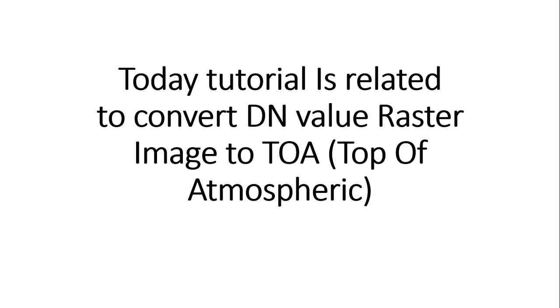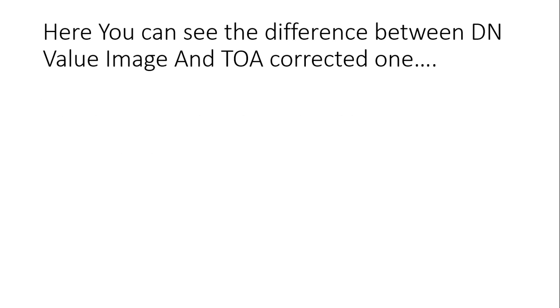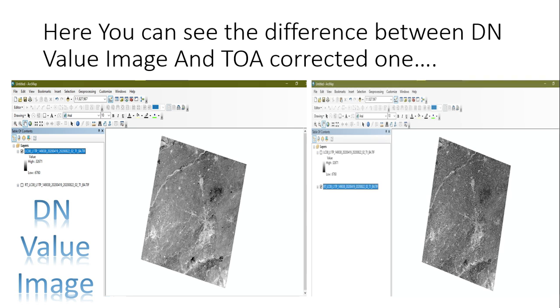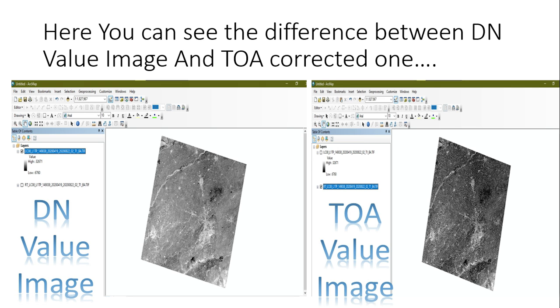Today's tutorial is about converting a DN value raster image to a top of atmosphere corrected one. We can apply it on Landsat 8 image data. Here you can see the difference between the DN value image and the top of atmosphere corrected one.